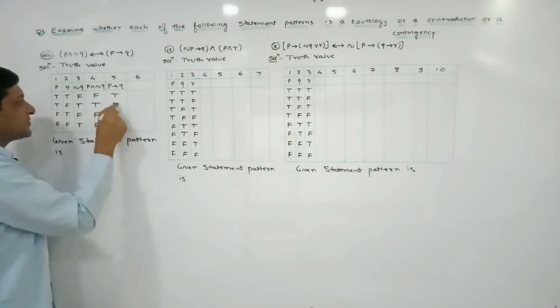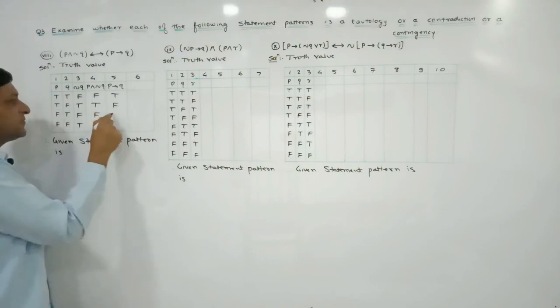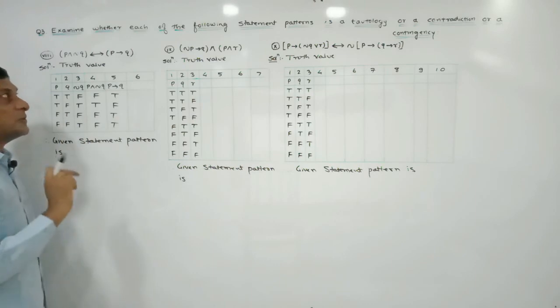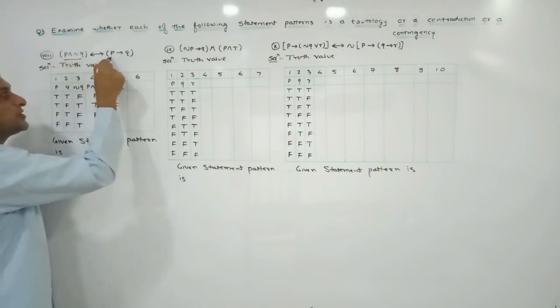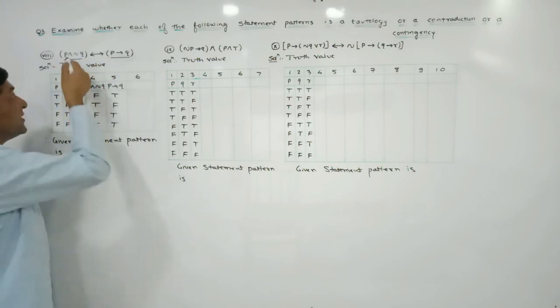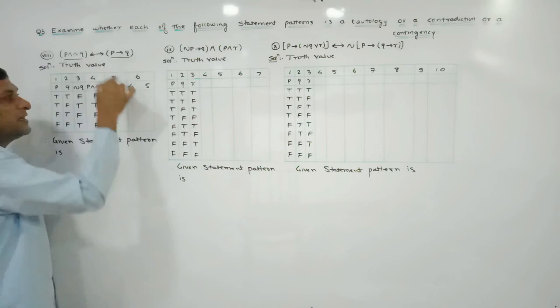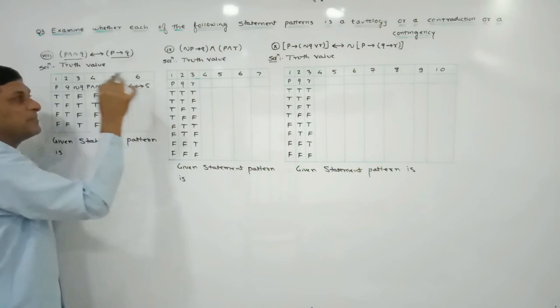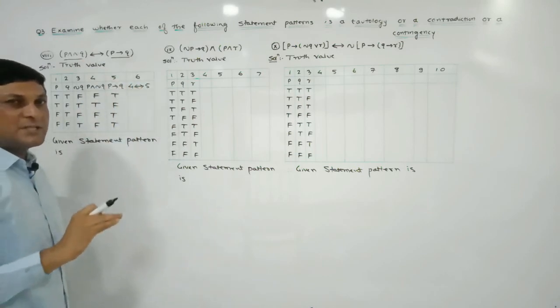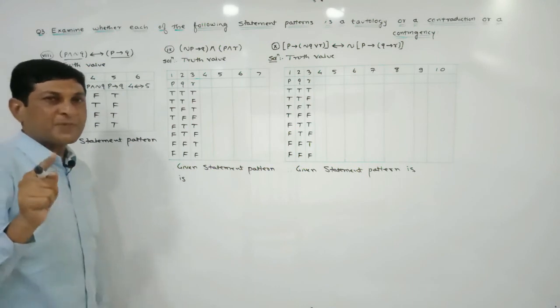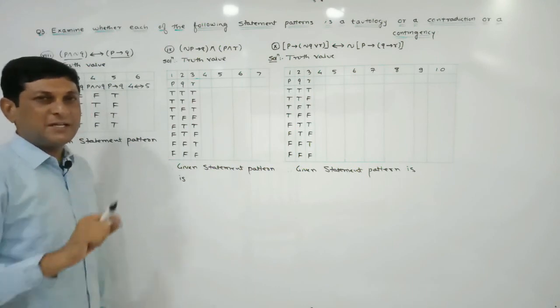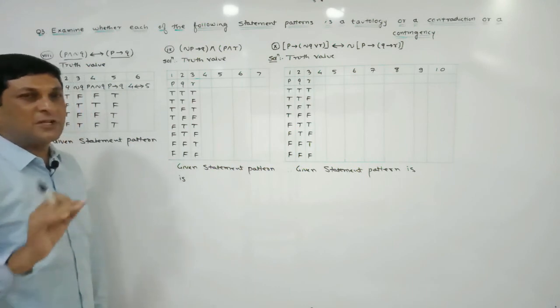TF appears, so it is false. So if the first statement is false, implication is always what? True. In this way, truth values of both the statements are known to us. Truth value of this statement lies in column number 4 and truth value of this statement lies in column number 5, and we have to connect these two statements by what? Double implication. So what condition is there in case of double implication? If truth values are identical, double implication is true, otherwise false.